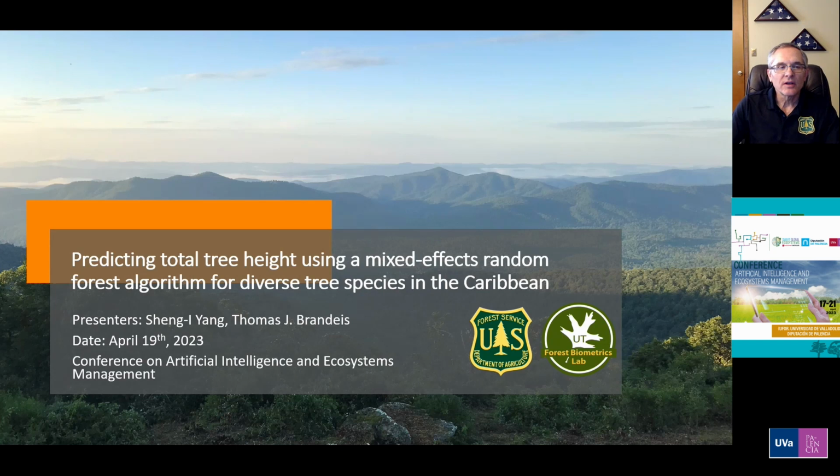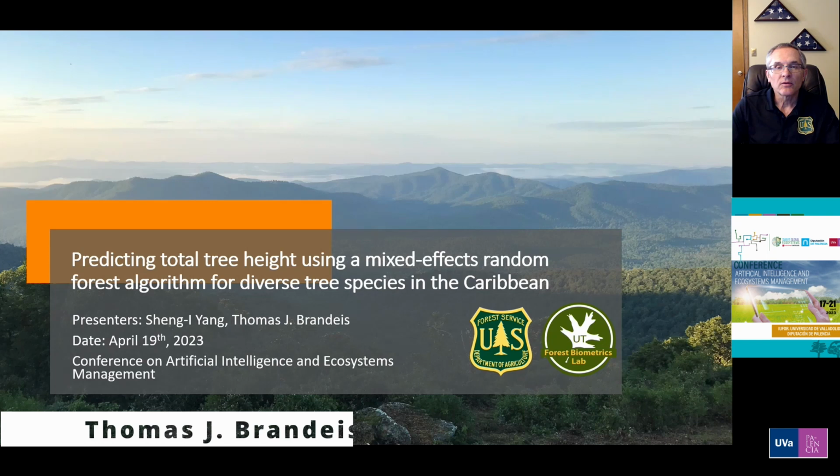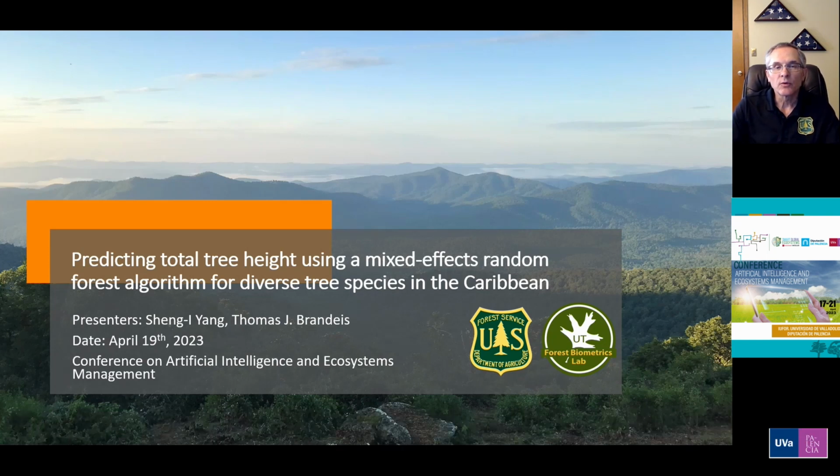Our presentation today is predicting total tree height using a mixed effects random forest algorithm for diverse tree species in the Caribbean. My name is Tom Brandeis. I'm a research forester with the USDA Forest Service, Southern Research Station, Forest Inventory and Analysis Program based in Knoxville, Tennessee. And my colleague is Professor Sheng-Yi Yang from the University of Tennessee, the School of Natural Resources.